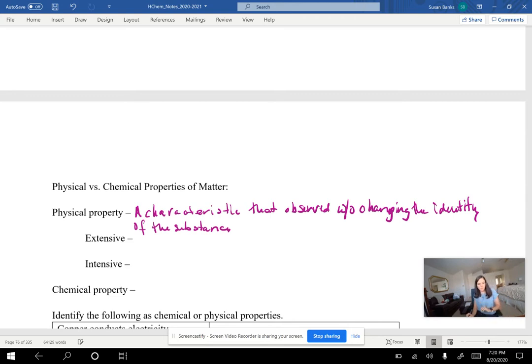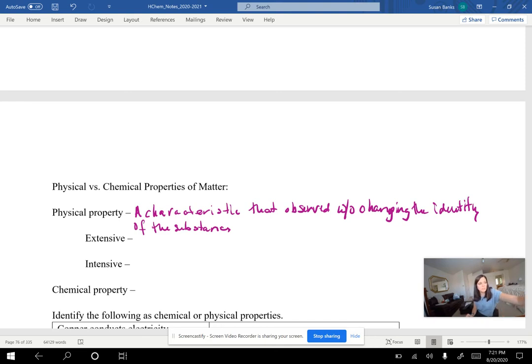Okay? So for example, let's just grab an object here. If I have this pencil, I can observe that this pencil is about 10 inches long. I can observe that it's yellow. I can observe that it's got this aluminum band around the top. I can observe that it's got an eraser. I can observe all of these things without changing its identity. It still is a pencil, okay?